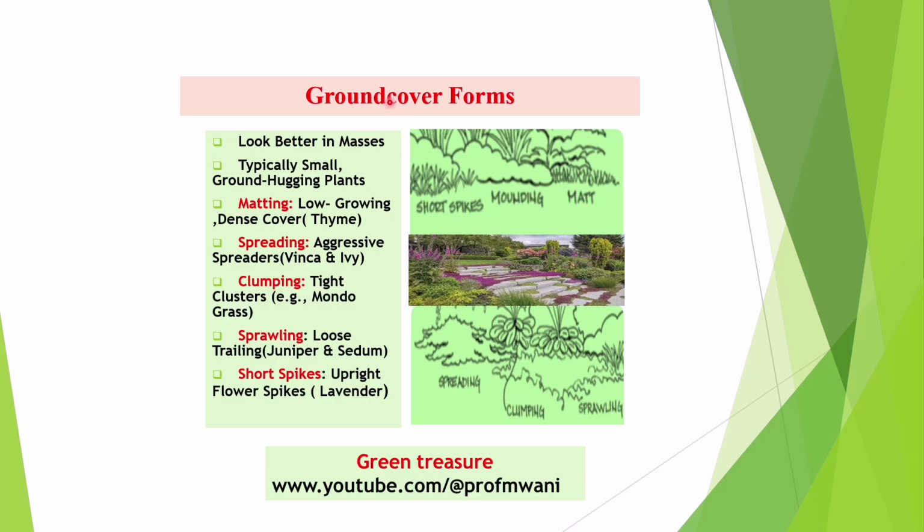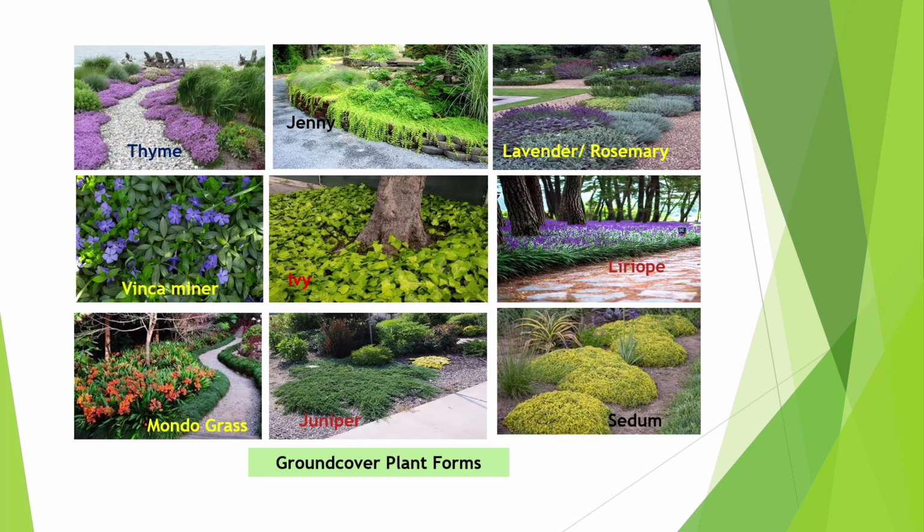So these are the ground cover forms which play a very important role in covering the ground and making it aesthetically more beautiful, and also shapes the landscape. We have here a thyme, which is basically a matting type. Creeping Jenny is a matting type also. And then we have Vinca minor and ivy, they are spreading type.